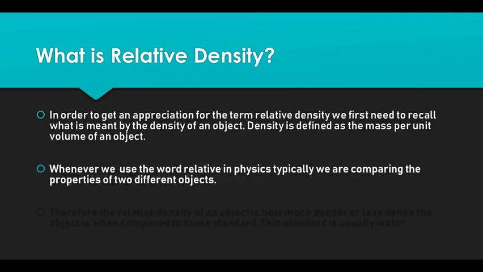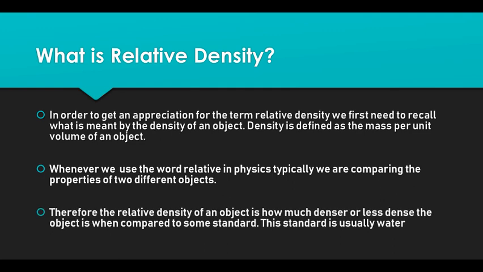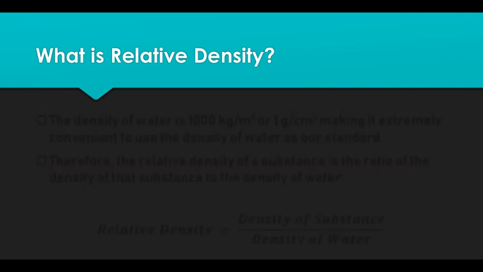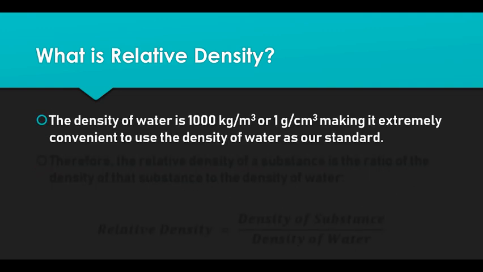Whenever we use the word relative in physics, typically we are comparing the properties of two different substances or two different objects. So therefore we can consider the relative density of an object as how much denser or how less dense that object is when compared to some standard. And for our purposes, we use water as the standard defining relative density. The density of water is conveniently 1000 kilograms per meter cube, or 1 gram per centimeter cube, which makes it extremely convenient to use this density of water as our standard.